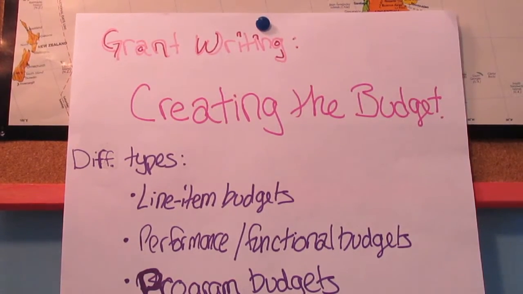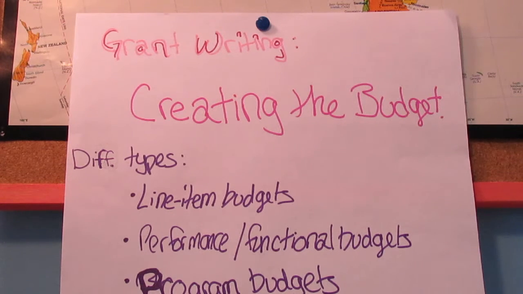Hello, today I'm going to talk about grant writing in regards to creating the budget. And there are different types of budgets that you can include in grants. The first is the line item budget. This is the most commonly required one by funders. It represents the expenditures in specific categories like personnel and non-personnel.